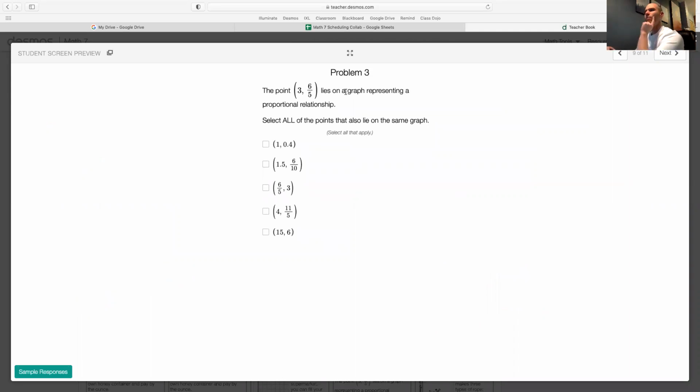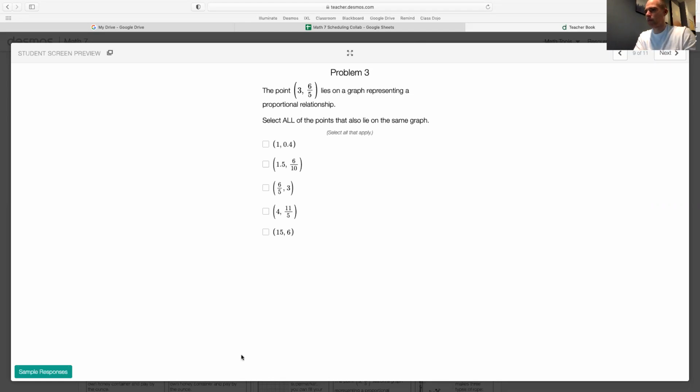All right, so this problem says the point (3, 6/5) lies on the graph representing a proportional relationship. Select all of the points that also lie on that same line. So I have to find these other points that create an equivalent ratio with (3, 6/5), right? You get a straight line on a proportional graph because all the ratios are equivalent. As soon as the ratios aren't equivalent, then the points start coming off of the line. So I'm checking for equivalent ratios here.